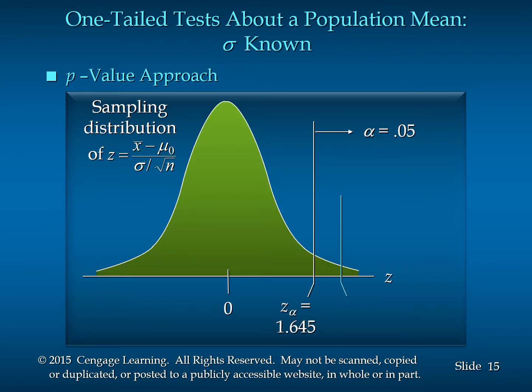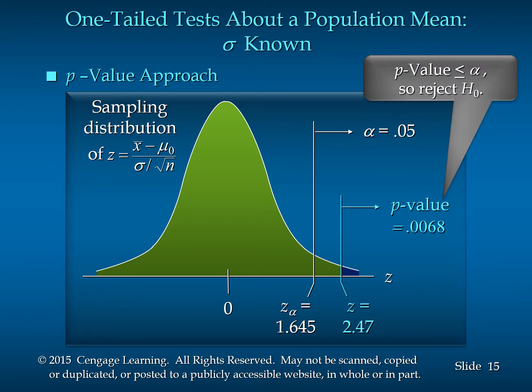Displaying that, we see that for a significance level of 0.05, we calculate a z statistic of 2.47. Its corresponding probability or p-value, 0.0068, implies that we reject the null hypothesis.